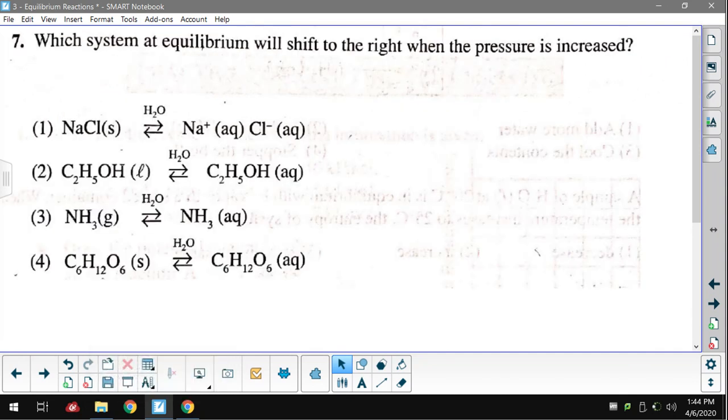Number 7 is asking which system at equilibrium will shift to the right, in the forward direction, when the pressure is increased. Well, that's going to favor the side with fewer moles of gas. On this side we have solid, and over here we have aqueous, no gases. Pressure is not going to have any effect on number 1. Here we have liquid and aqueous again, no gases, so pressure is not going to have any effect. Here we have a gas and an aqueous. Pressure will affect the gas, but it will not affect the aqueous. So if you increase the pressure, it's going to go from gaseous into the aqueous, and more ammonia will be dissolved. So that's your answer, number 3. And again, here you have no gases, so it's only the one with the gases.